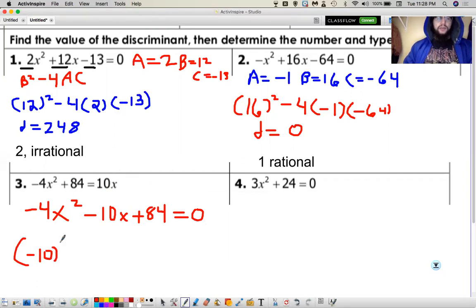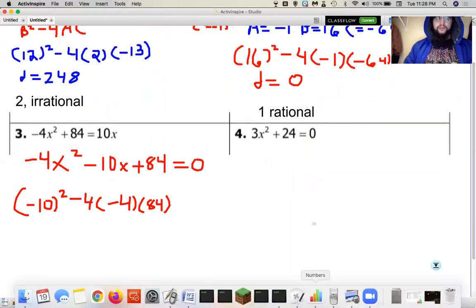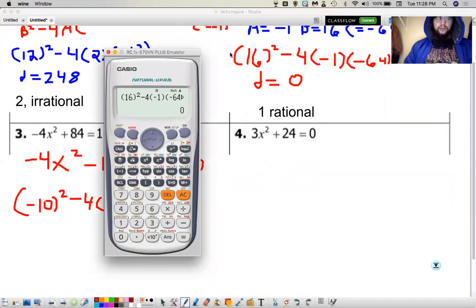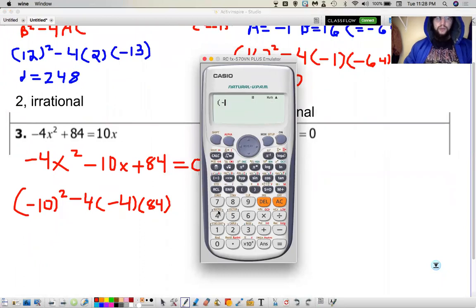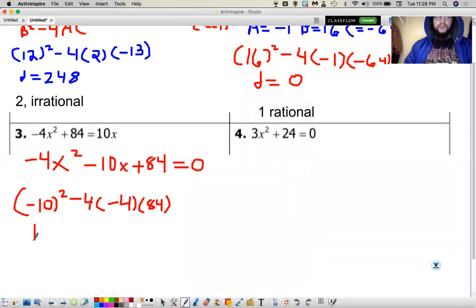Now, this one is where a lot of people were making some mistakes. It's -4 times A times C. So if you type this in the calculator, make absolute certain you put your -10 in parentheses. If you do not, you'll get completely and totally the wrong answer. I do this, I get 1,444. So that's D.